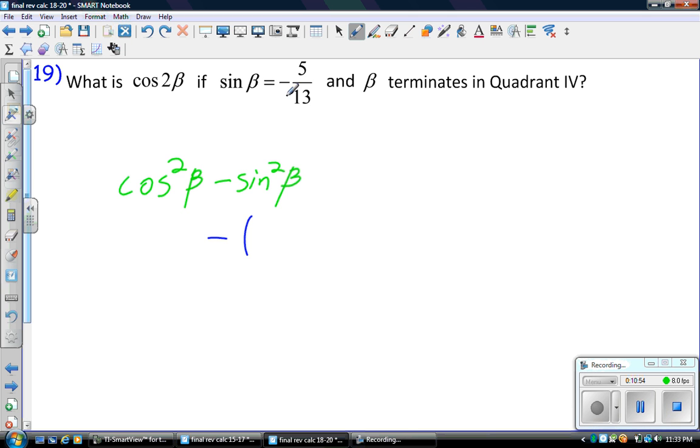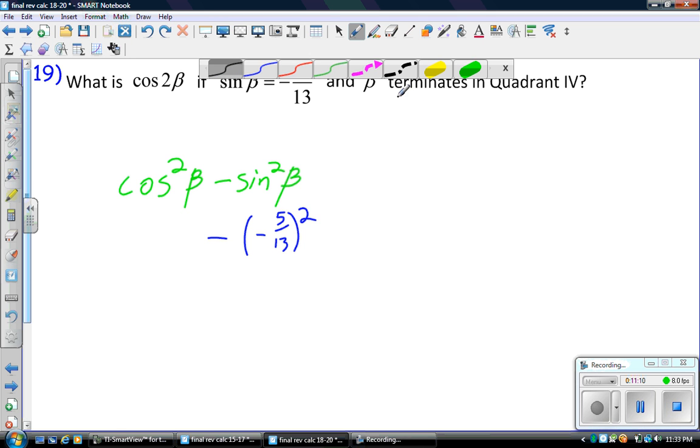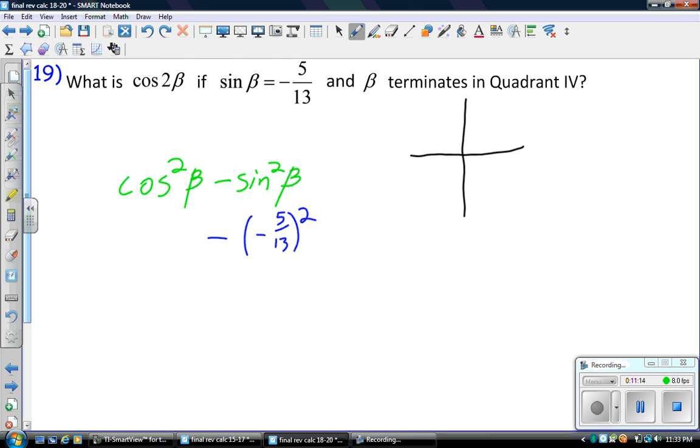The sine is negative 5/13, and then I'll be squaring that. So that's sine squared. I have to figure out what the cosine of beta is, though, here. That's where this information comes in. It tells me that beta terminates in the 4th quadrant. That's a fancy way of saying draw your triangle in the 4th quadrant.